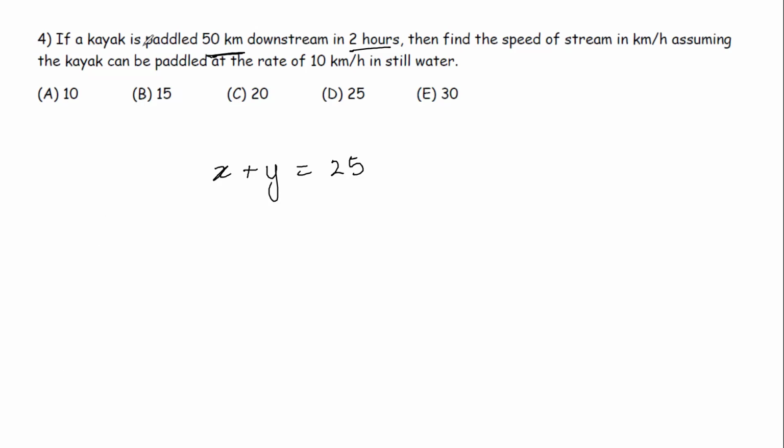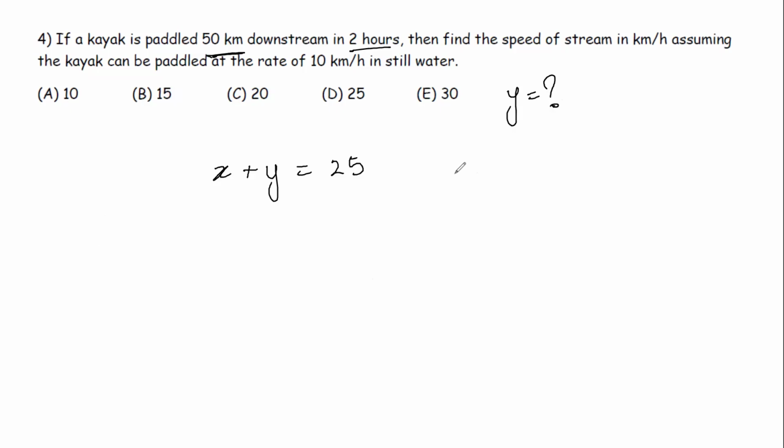This is something that you've got to do mentally and pretty fast. The speed going downstream: if it's traveling 50 kilometers in 2 hours, then in 1 hour it'll be 25 kilometers. Therefore, X plus Y is 25. Then find the speed of the stream. So we have to find Y.